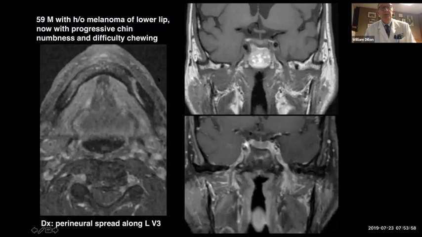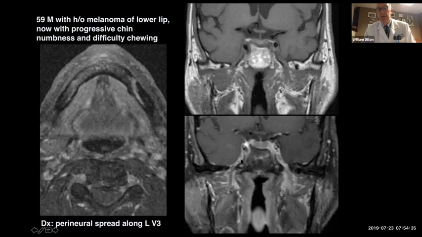Okay, so here's an example of a patient who had melanoma of the lip and now had progressive chin numbness and difficulty chewing. And right here you see an enlargement of the inferior alveolar canal. This is the foramen on either side of the mandible through which the inferior alveolar nerve courses. And you can see that this is expanded on the left side, and it grows all the way up into the cavernous sinus.